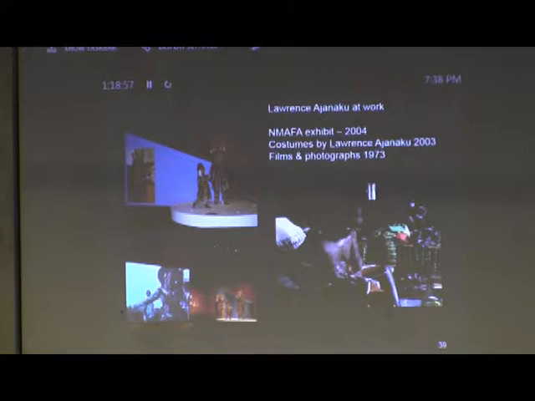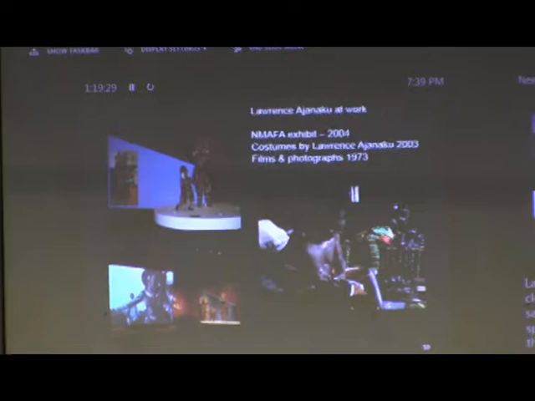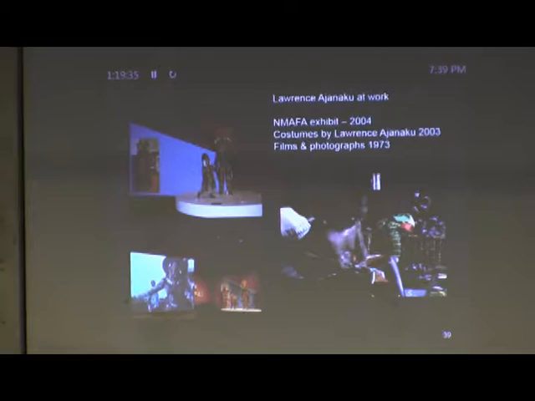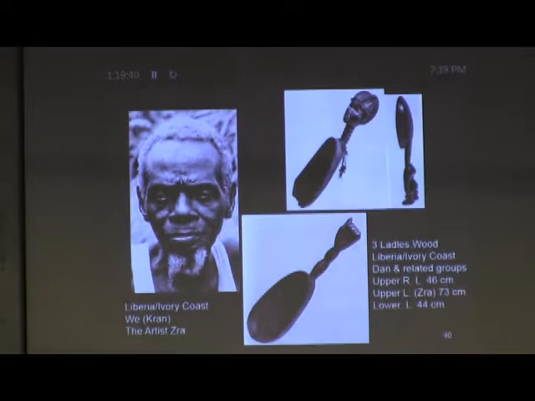But he said to me, basically, when I commissioned things from him in the 1970s for the university, where I was getting my PhD in the University Museum in California, he said to me at the end of this, take these costumes home and tell the people of the United States that this is what came from the hands of Lawrence Ajanaku. This is not an anonymous artist. This is not an artist who doesn't value what he does. But I think the final word really belongs to Zra, who's the one whose name means God.